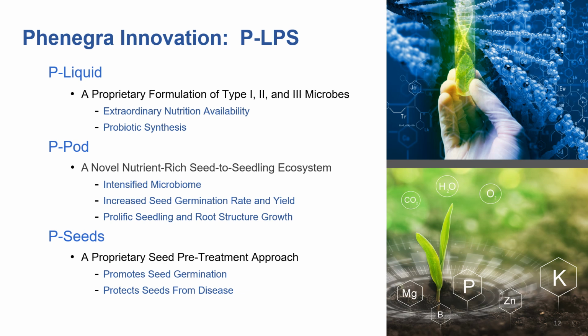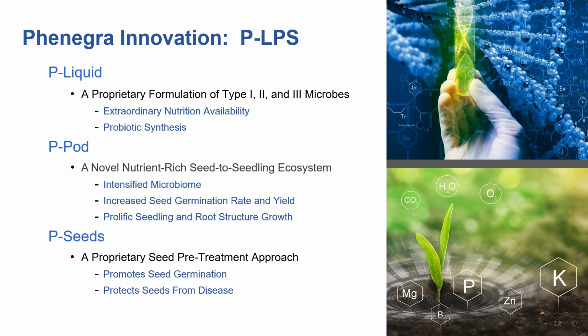What is it? Well, the liquid, the pod, and the seed. So if we look at the liquid, it's a proprietary formulation of the type 1, 2, and 3 microbes. This leads to extraordinary nutritional availability and probiotic synthesis. The pod, basically the structure for the germination, is a novel nutrient-rich seed-to-seedling ecosystem. It contains intensified microbiomes because it's been treated using a proprietary system to get that ecosystem completely nourished, right?